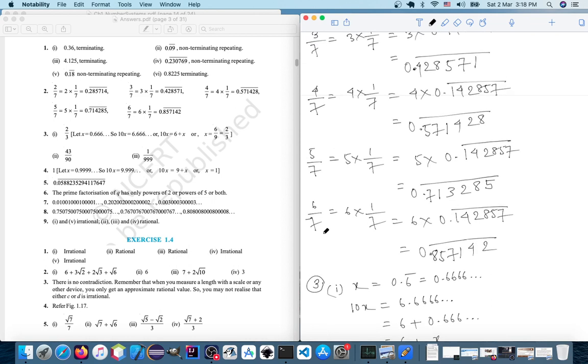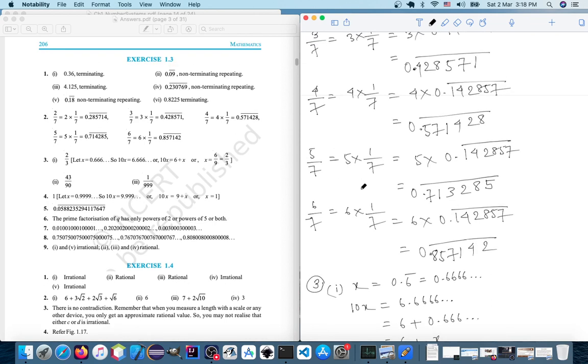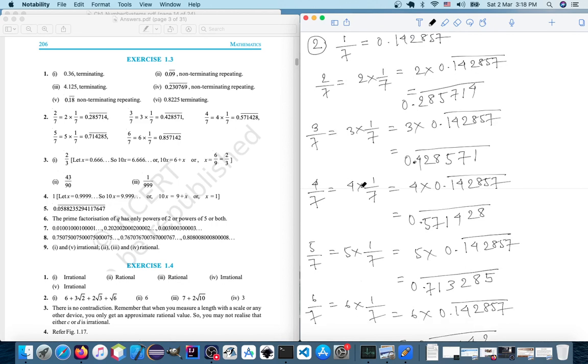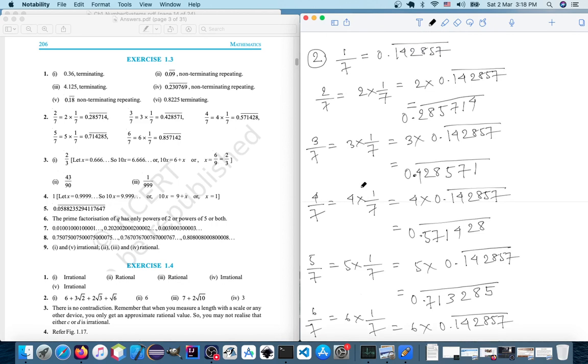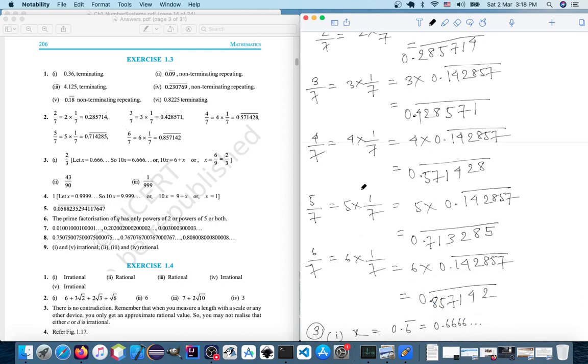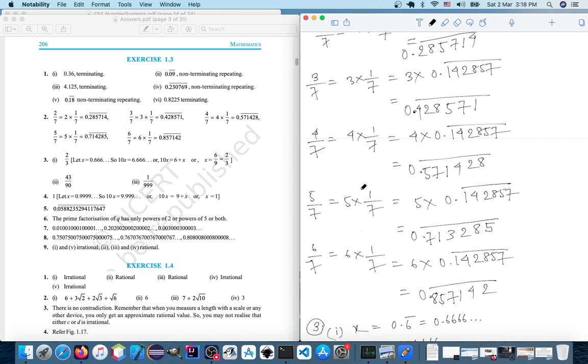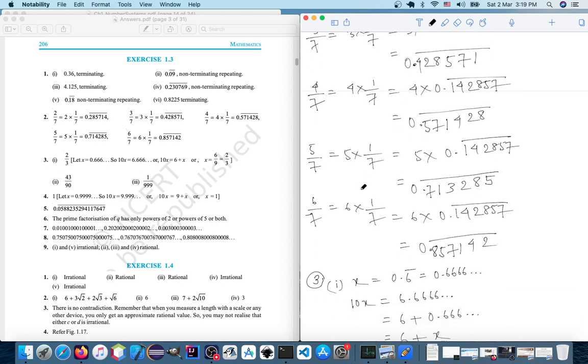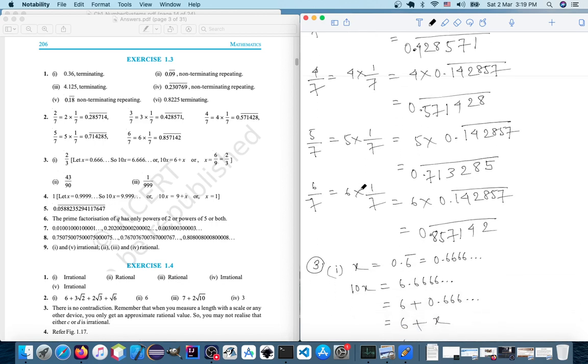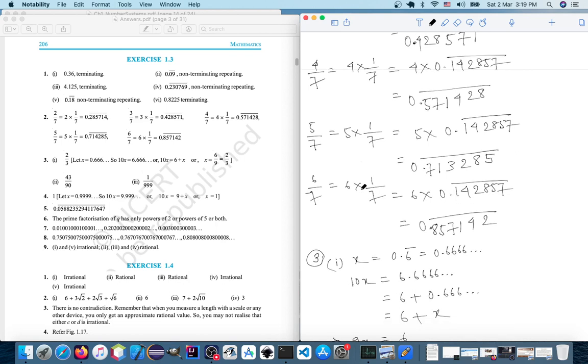For question number 2, I was not really sure whether I did it correct or not, but let's check it out. 2 by 7 is 0.285714. Mine is the same. Okay, 3 by 7 is 0.428571. Okay, 3 by 7 is right. 4 by 7 is 0.571428. Okay, fine. 5 by 7 is 0.714285. Oh, I did it wrong. 5 by 7, I did it wrong.